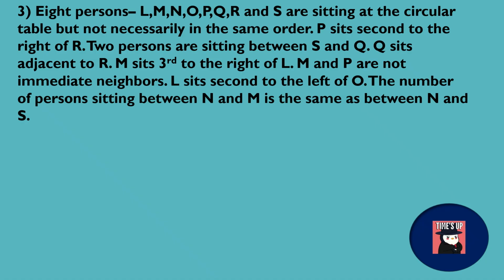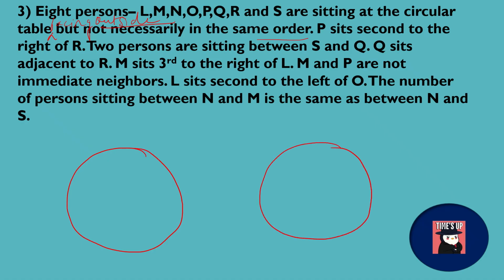Now third question, what is it saying? 8 persons are sitting at a circular table but not necessarily in the same order. P sits second to the right of R. Here I have missed something. Table facing outside. They are facing outside of the table. My bad. Here 8 persons are there who are facing outside the table, who are looking away from the table.